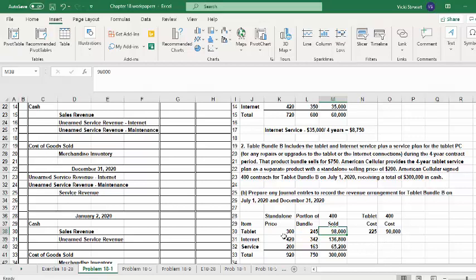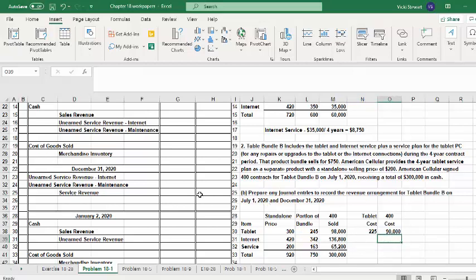You would do the same thing for the internet service and the service contract. Each of the standalones would be divided by the total standalone, multiplied by the bundle, and that gives you the separate amounts of the bundle for each of those, and you would multiply each one of these by 400 to get the total revenue for each of those, and then the total of all of the bundles, of course. $750 times 400 is $300,000, and the tablet cost is still the same, $225. So for 400, that would be $90,000.